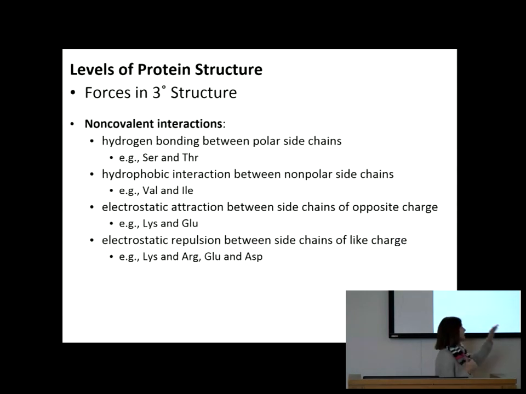So where do you see these electrostatic attractions between the side chains of opposite charge? Are they going to be on the outside of our protein or on the inside? On the inside. Has to be away from the water for salt bridges. So another term for this electrostatic attraction between side chains of opposite charge is the salt bridge. You're going to hear me talking about that. Salt bridge.